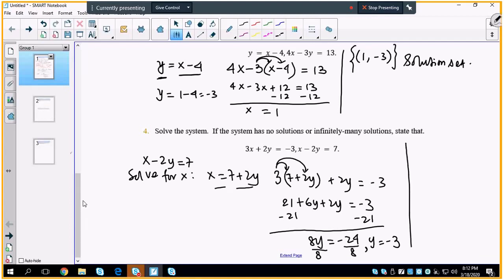So what is x? I will go back and say x is equal to 7 plus 2 times negative 3, which is 7 minus 6, and that's 1. Hence, x equal to 1, y equal to negative 3 is the solution set. So this is a conditional equation, as was the first one and the third one, and each of them has a unique solution, 1, negative 3.